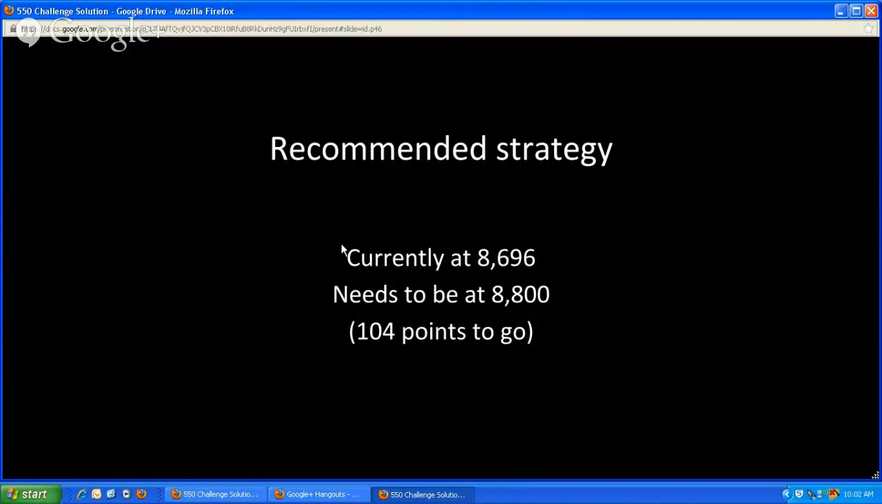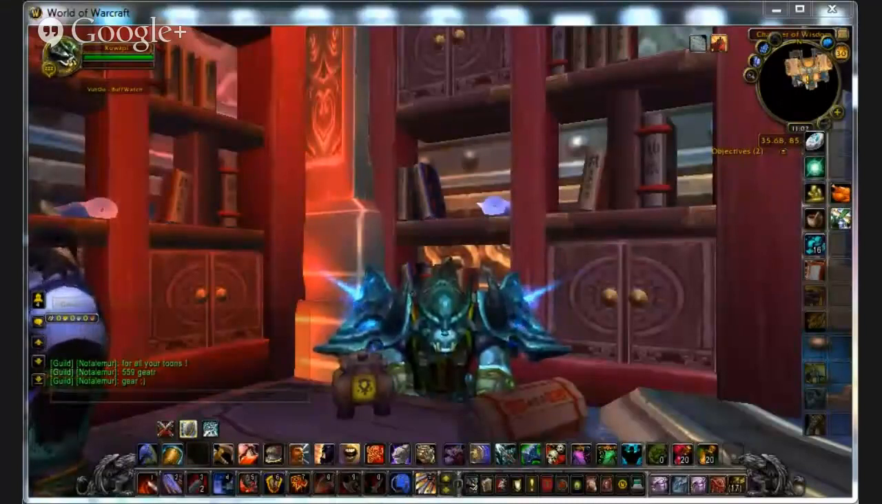Currently I was at 8,696 total item level. So if I added up all his item level for all his gear, that's the number I got. He needed to be at 8,800. So I have 104 points to go.